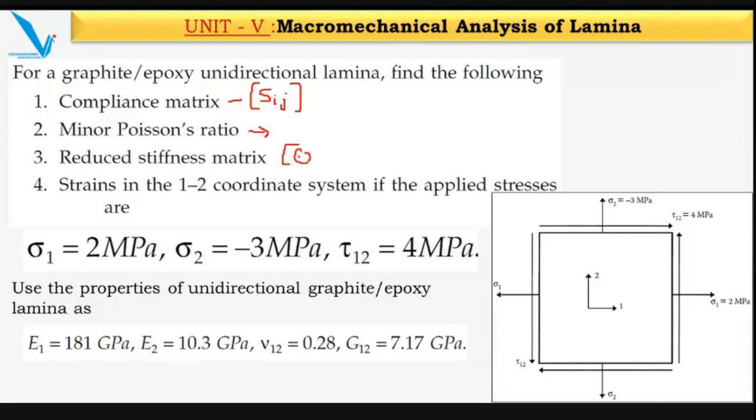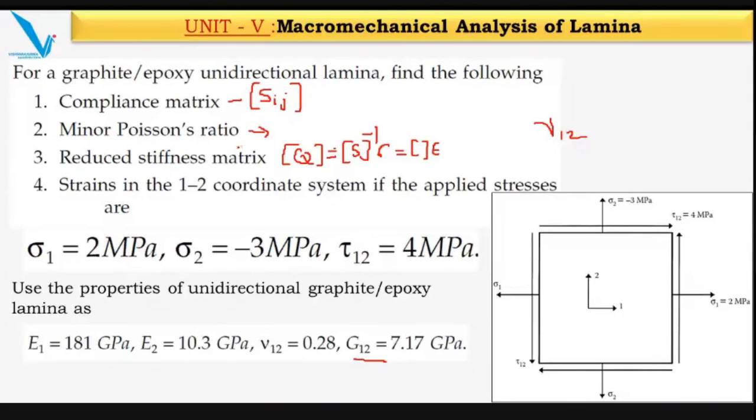You have to find out the Q matrix or C matrix, where sigma relates to the strain matrix. Q matrix is nothing but the inverse of the S matrix. And the strain in the 1-2 coordinate system, that you have to find out, gamma 1-2. The properties are given. Sigma 1 is given, sigma 2 is given, tau 1-2 is given. Shear stress components are given, and you have to use these properties for this lamina, meaning Young's modulus, Poisson's ratio, shear modulus. All these properties are given. You have to find out the respective matrices.